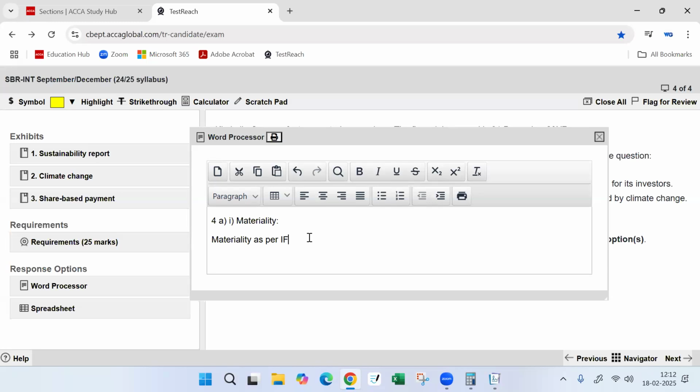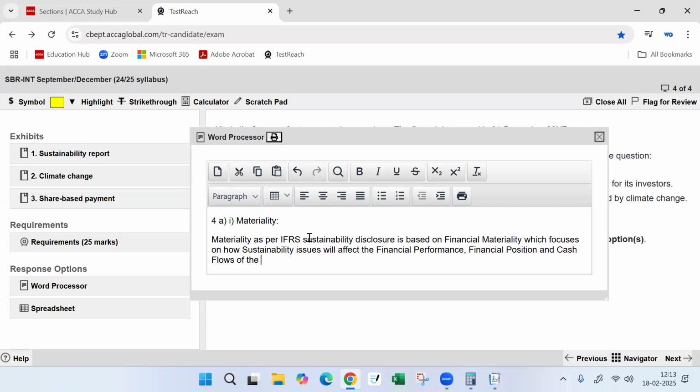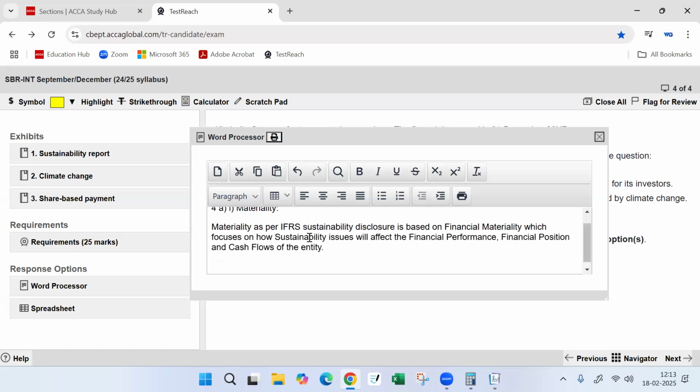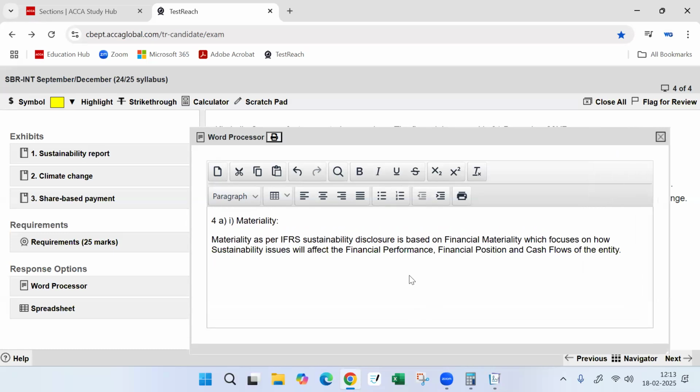Materiality as per IFRS sustainability disclosure is based on financial materiality, which focuses on how sustainability issues will affect the financial performance, financial position, and cash flows of the entity. Right?